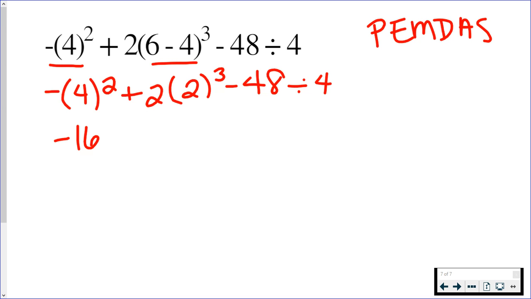I also have 2 to the 3rd power. Again, do not distribute the 2 into the parentheses. 2 times 2 is obviously multiplication. Do not do anything with the 2 in front of the 2 to the 3rd power. 2 to the 3rd power is 8. There's still a 2 being multiplied in front.